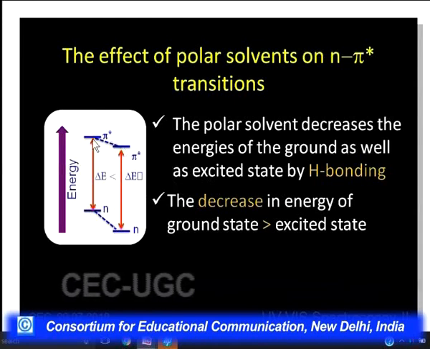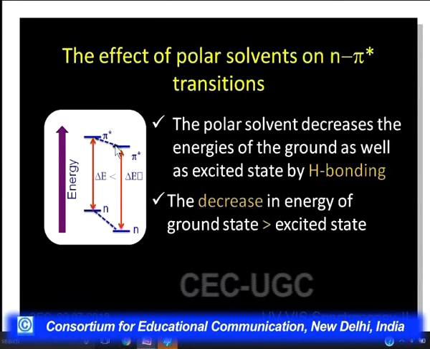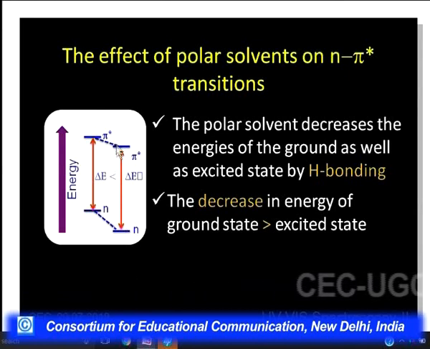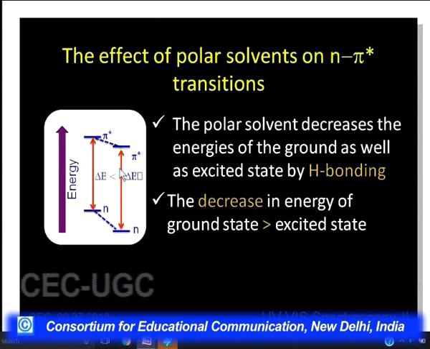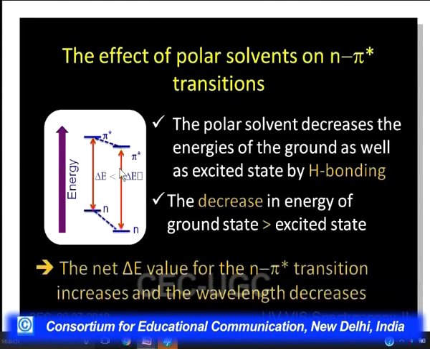This also stabilizes, but to a lesser extent. As a net result, the delta E value actually becomes very large. It becomes larger, that means now the wavelength will go to a lower value. That means there will be a decrease in the wavelength for this particular transition. So we can see that the polar solvent affects the transitions pi to pi star and n to pi star in a different way. In one case, the lambda max shifts to higher wavelength. In the second case, it shifts to lower wavelength.